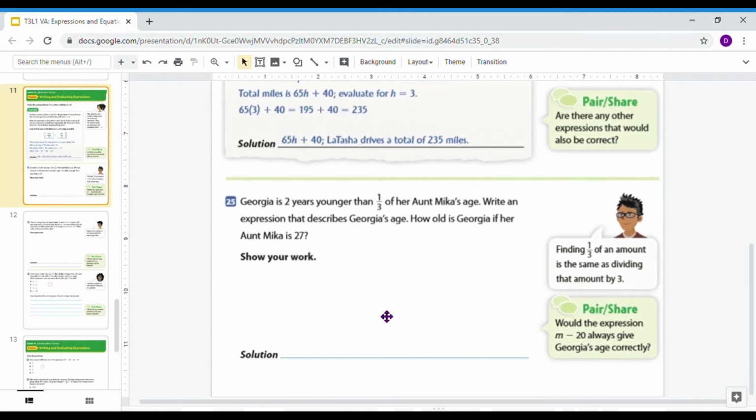Number 25. Georgia is 2 years younger than 1/3 of her Aunt Micah's age. Write an expression that describes Georgia's age. How old is Georgia if her Aunt Micah is 27?